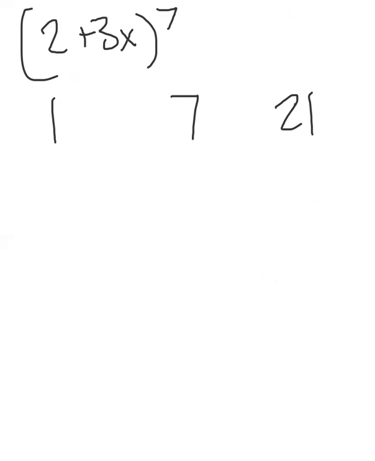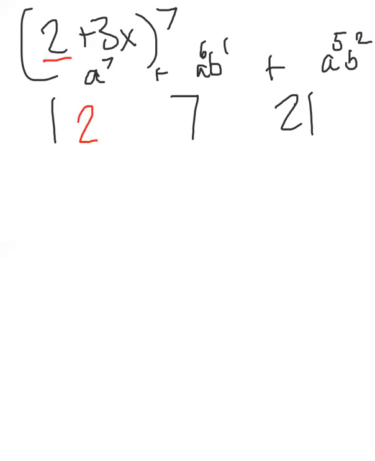And then as far as my terms, normally we have A to the 7th plus A to the 6th, B to the 1st, plus A to the 5th, B to the 2nd, and I'm going to go ahead and plug in my A and B from above. So let's start with my A's. I have 2 to the 7th, 2 to the 6th, and 2 to the 5th.